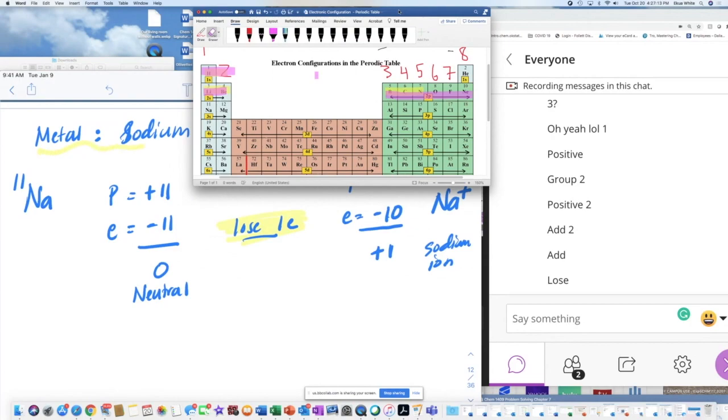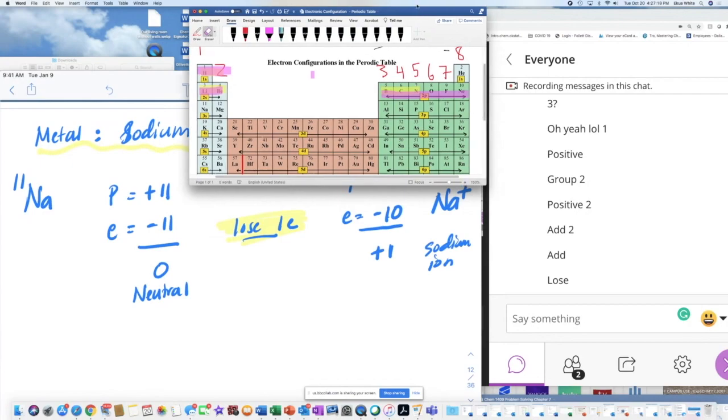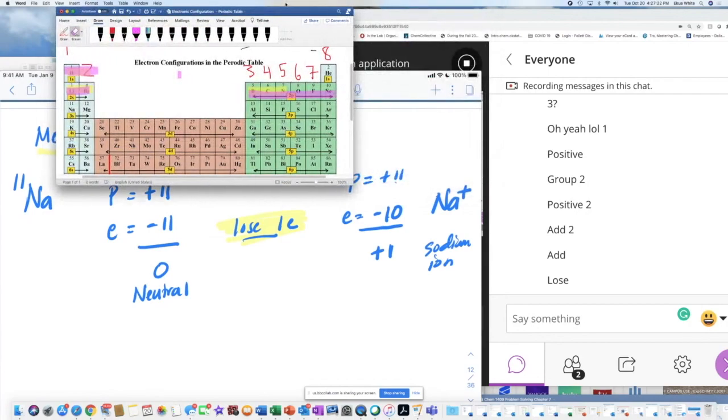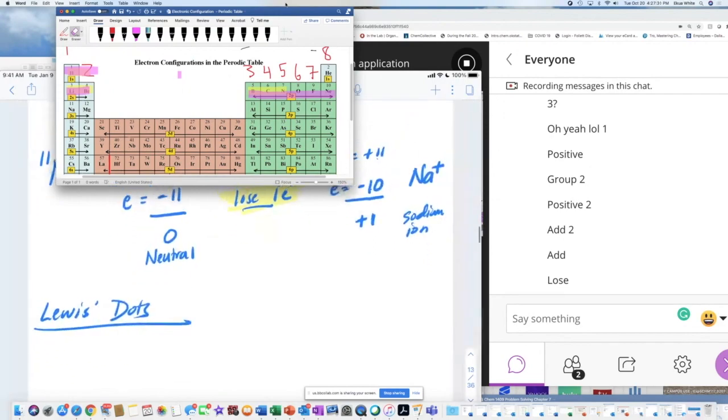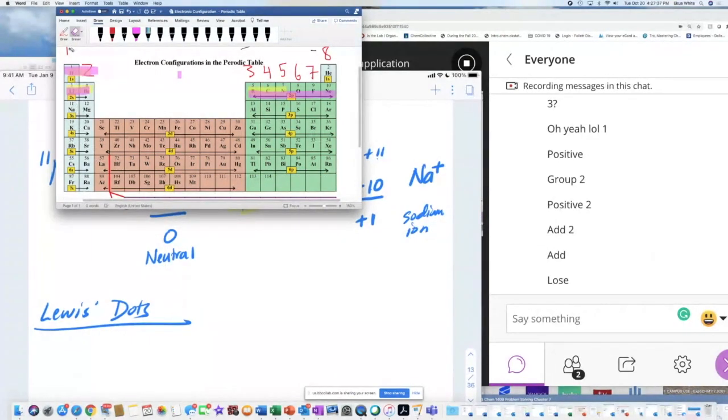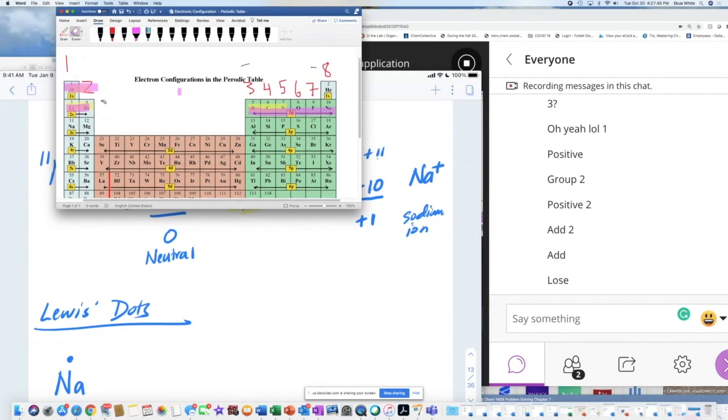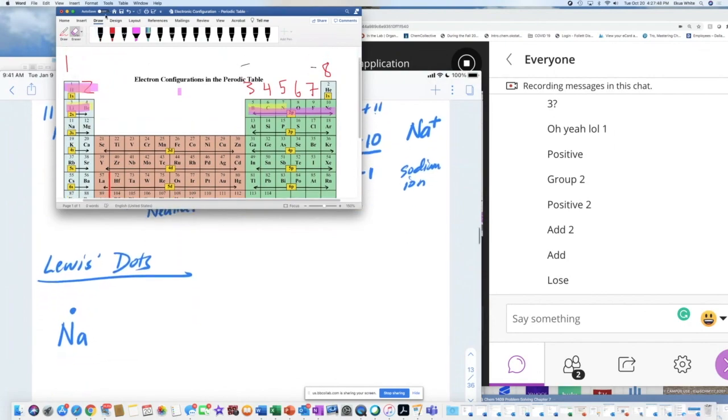Okay, so we've told the story from the point of view of protons and electrons. We're now going to continue the story from the point of view of Lewis dots. In Lewis dots, we have to look at the group number of sodium. Sodium is in group 1. So start with that. Being in group 1, it just has 1 dot. Okay. So we know sodium has to lose 1 electron.